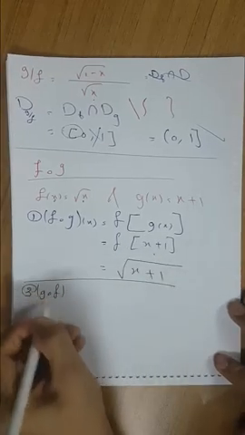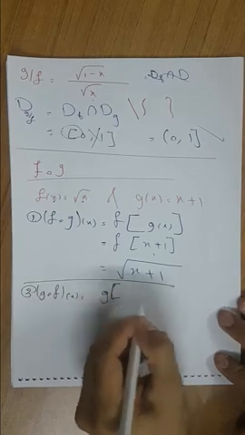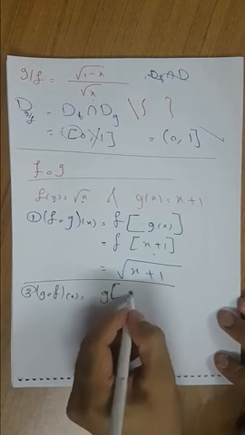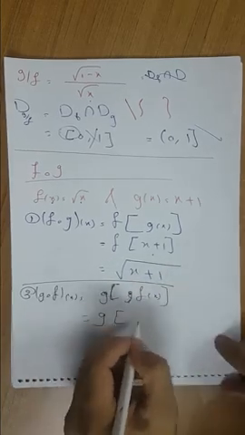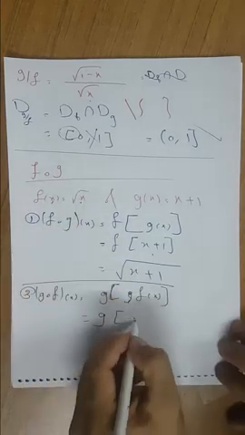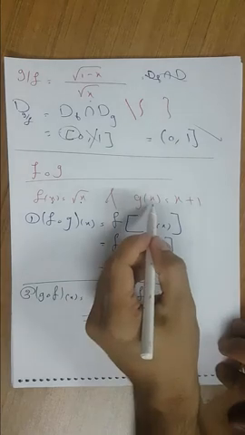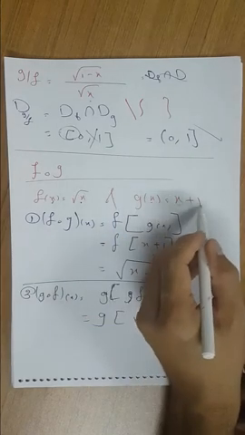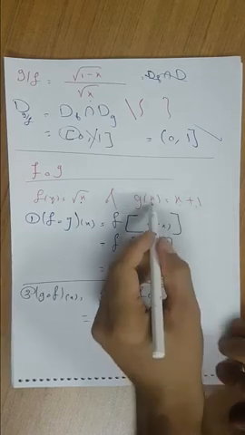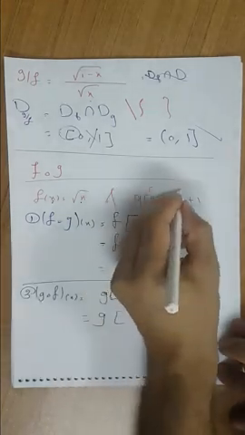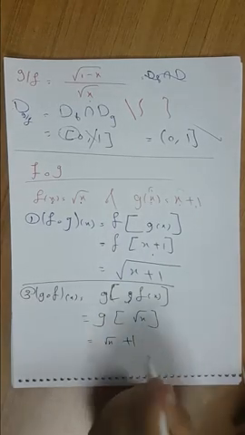Now I'm going to solve the second one. g circle f of x is equal to g of f of x. I write down the box as it is, without any change. But now, if I give x, I will get x plus 1. If I give 49, I will get 50, that is 49 plus 1. If I put square root of x, I will get square root of x plus 1. That's all that we need.